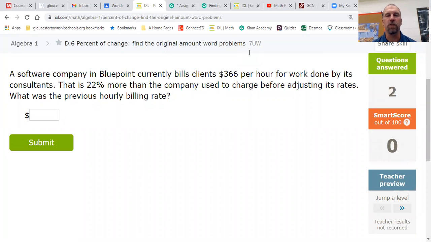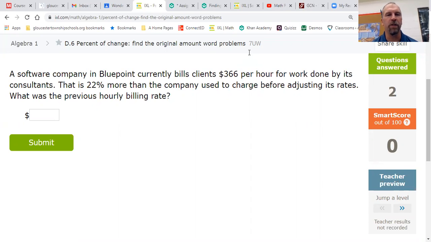Hey guys, I'm going to do a couple of examples for you on how to find the original amount after a percent of increase or decrease. I'm going to do it as a proportion and I'm going to do it as an equation. I prefer to do it the equation way. Maybe you'll see why when I get through the examples.